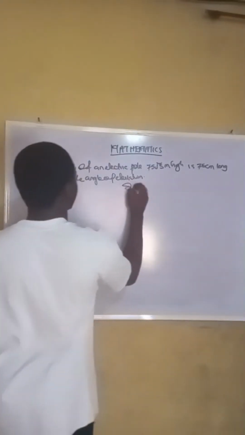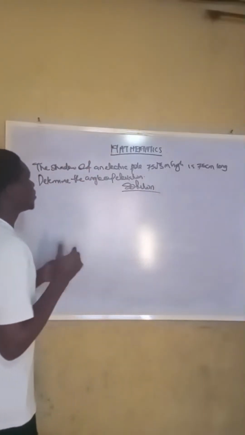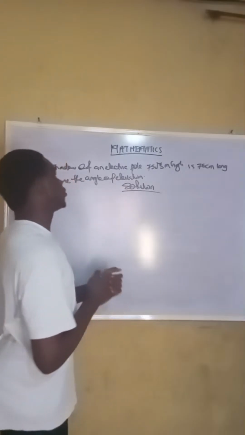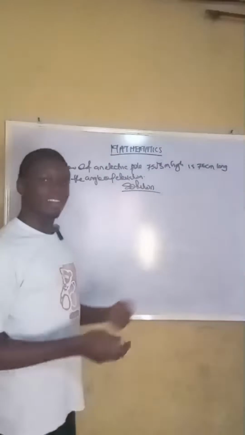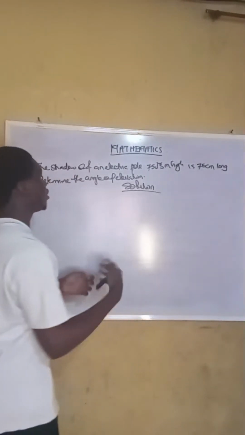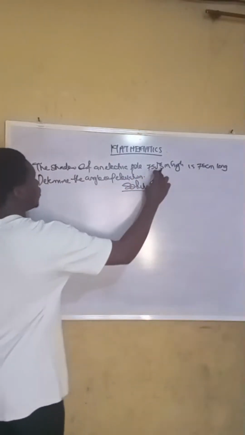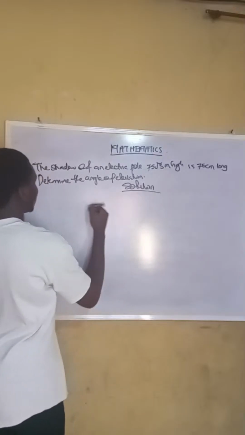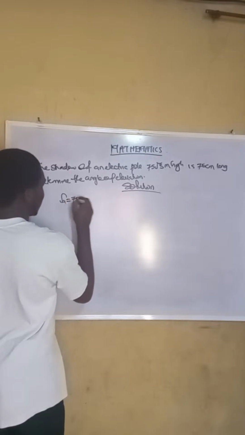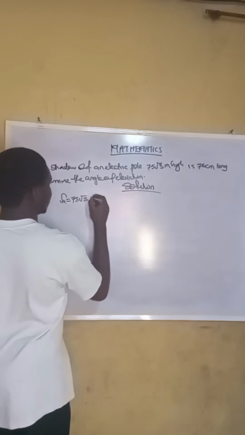So let's go again. Solution. The shadow of an electric pole. We are talking about an electric pole, which of course can be wooden, concrete, or made of iron as well. The pole is 75 root 3 meters high. That's h, which is equal to 75 root 3 centimeters, not meters, centimeters.